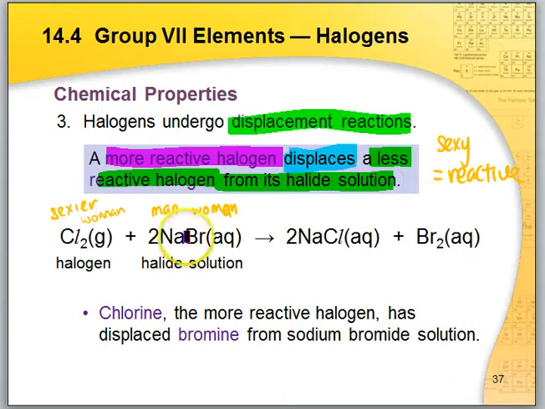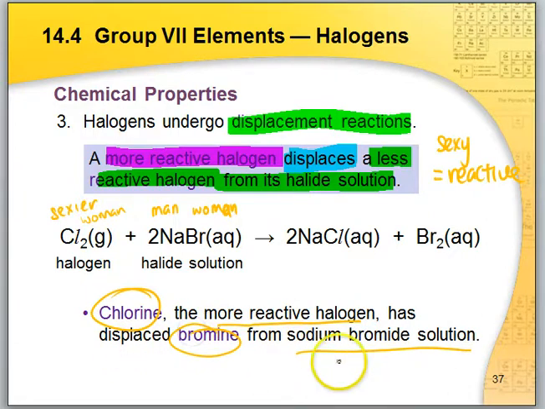So the halide solution is like the couple. The solo halogen, which has not reacted with anything, is the single woman. The man, which is the metal, will always go for the sexier woman. In this case, we can see from the reaction that chlorine, the more reactive halogen, will displace bromine from the sodium bromide solution. So chlorine, the sexier halogen, has displaced bromine, the less sexy halogen, from the couple. It kicks bromine out of the couple.